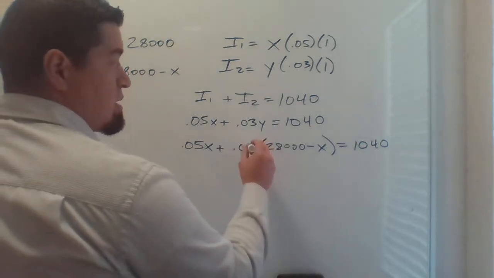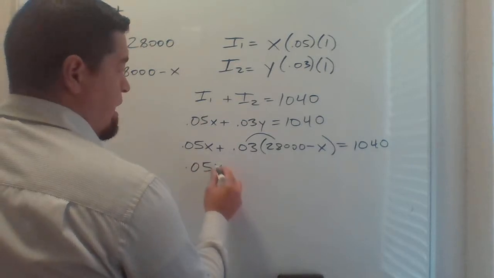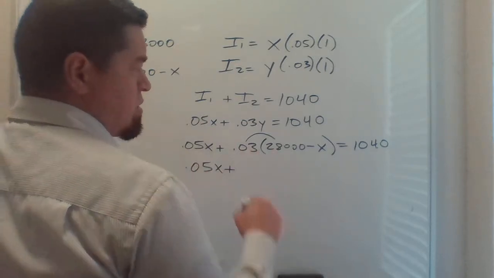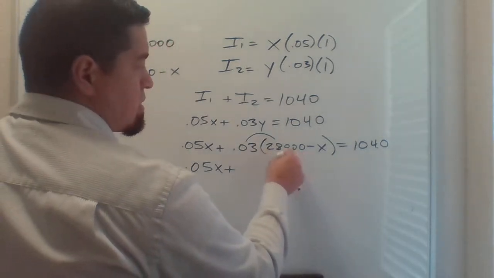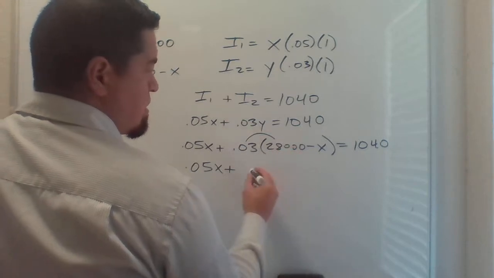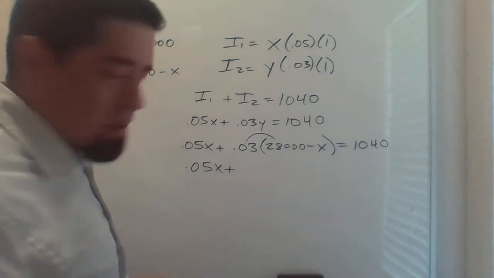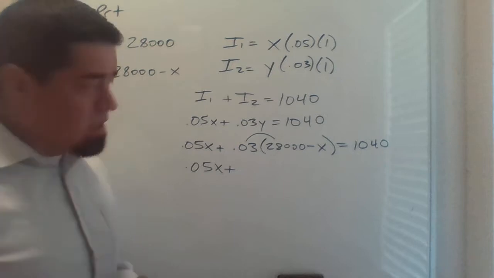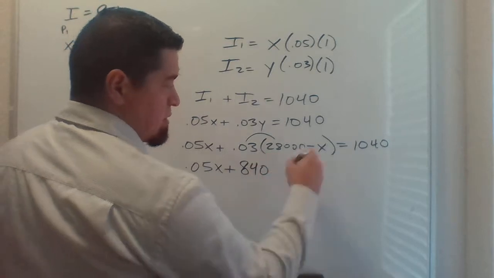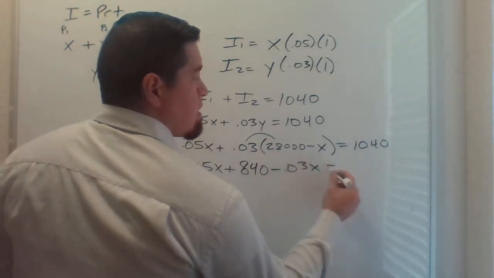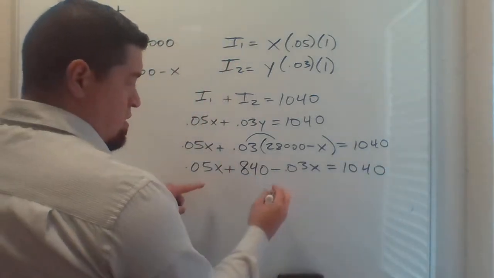We're going to have to multiply this here. We'll end up with 0.05x plus 0.03 times 28,000. That's going to be, let's see, 280. Should be 1040, I think. Okay, so I used the calculator on that, and that's actually 840. 0.03 times negative x is negative 0.03x, equals 1040. Subtract 840 from both sides, and we'll do one thing at a time.